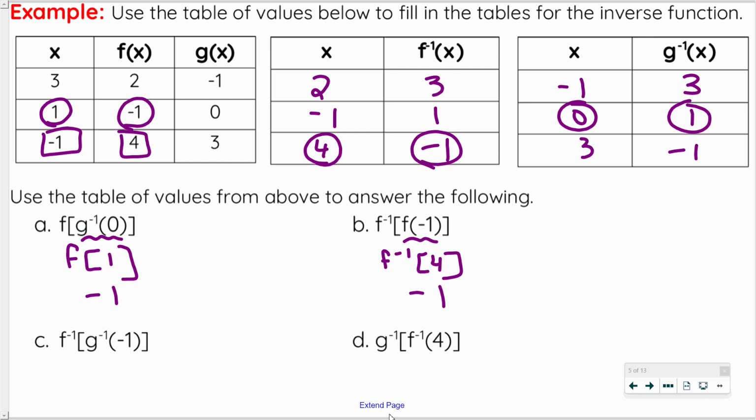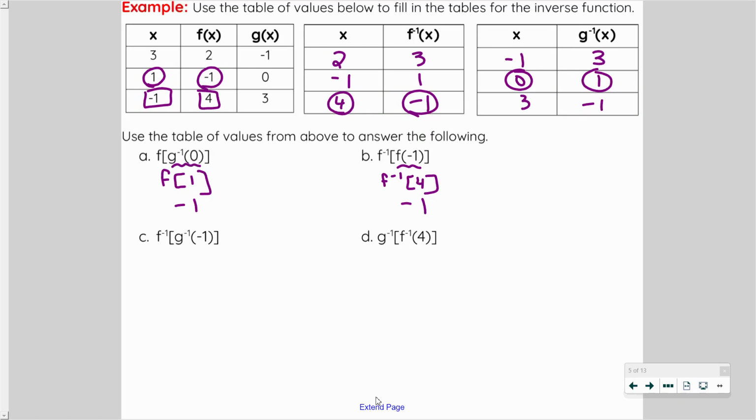Okay, let's try this next one here. I'm going to do f inverse of g inverse of negative 1. Start on the inside, so g inverse of negative 1. Go to your table. Here's negative 1, and here's g inverse, which is 3. So this is f inverse of 3. Go to 3. Oh, and there is no 3 value. If there's no 3 value for that, I can't do f inverse of 3. So this actually does not exist. There's no x value of 3 to go with that.